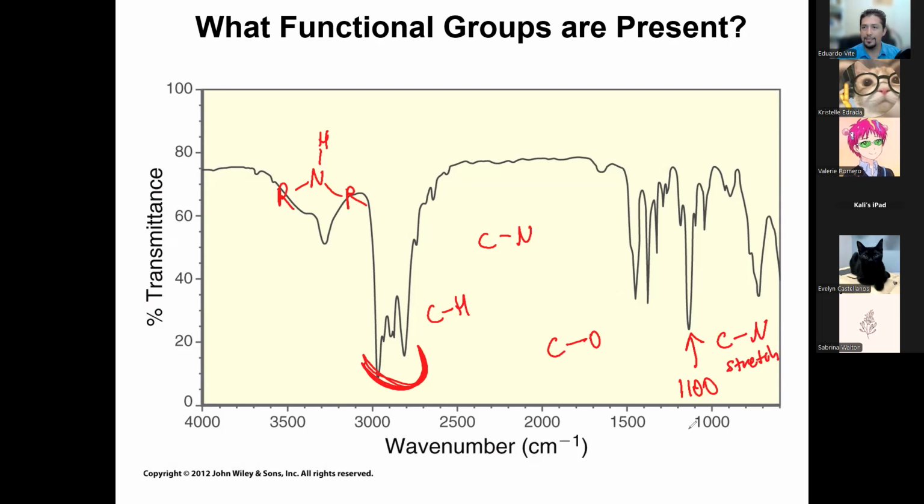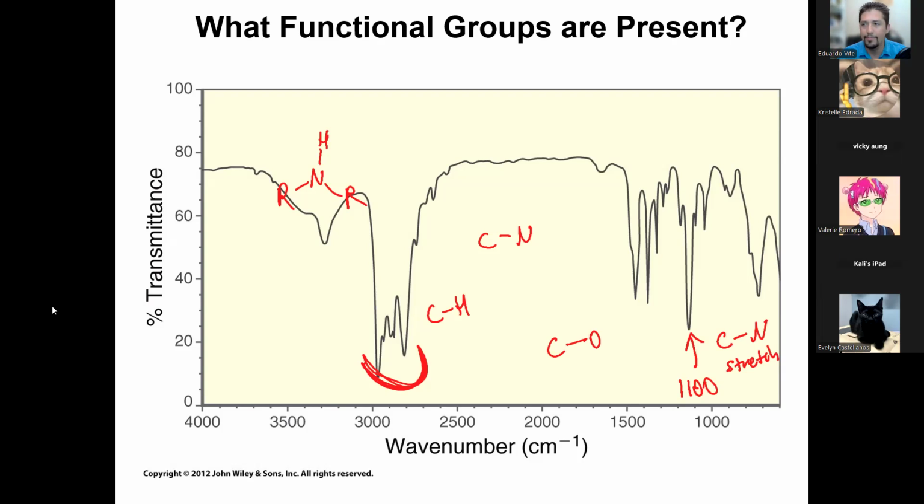Any questions about this? If you didn't include the CN, you would not lose points, but you should think about every possibility that you can identify. If this was an ester, you would have to tell me the CO bond. As long as you can identify the amine peaks, that's good enough. But it doesn't hurt either to identify that CN. Any more questions about this one?